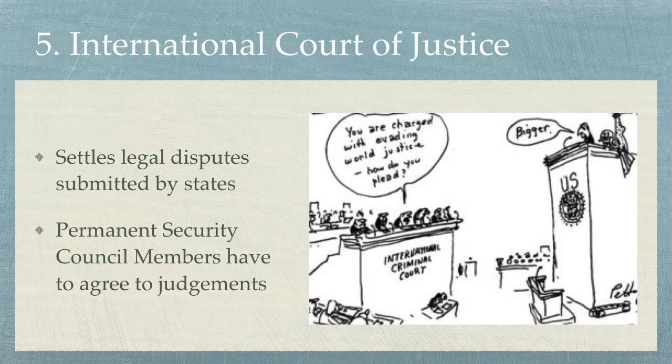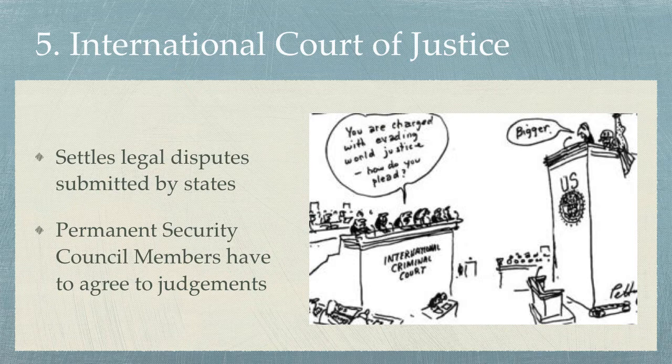The final organ that we will be looking at is the International Court of Justice, which is to settle legal disputes that are submitted by the states. However, once again here, permanent Security Council members have to agree to these judgments, which kind of undermines the whole process.